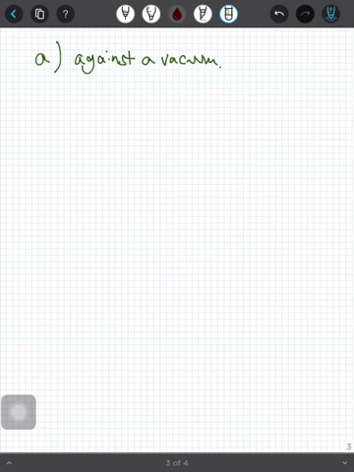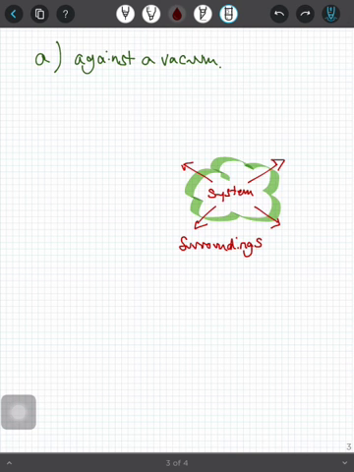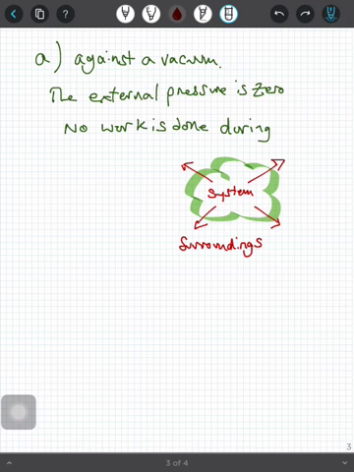For part A, let's just think about what the question is asking. We're asking about an expansion against a vacuum. Now, if we're working against a vacuum, then our system is expanding against the surroundings, but the surroundings have no pressure, so there's no resistance to that expansion. So the external pressure is zero, no work is done during the expansion.